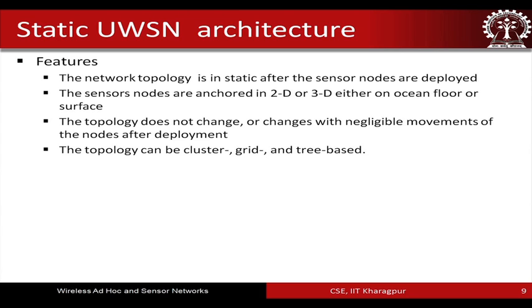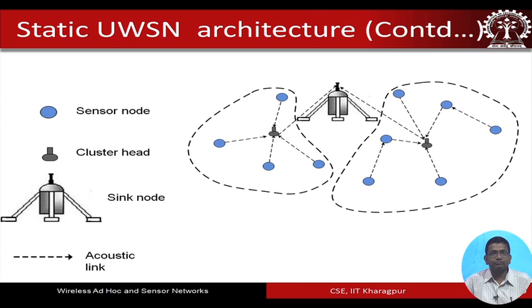The features of static underwater sensor network architecture are like this. The network topology is static after the sensor nodes are deployed. They do not move, and the topology does not change after the initial deployment. The sensor nodes are anchored in 2D or 3D, either on the ocean floor or on the ocean surface. The topology does not change, or it changes with negligible movements of the nodes after deployment, and the topology can be a cluster based, a grid based or a tree based topology that is adopted in the static UWSNs.